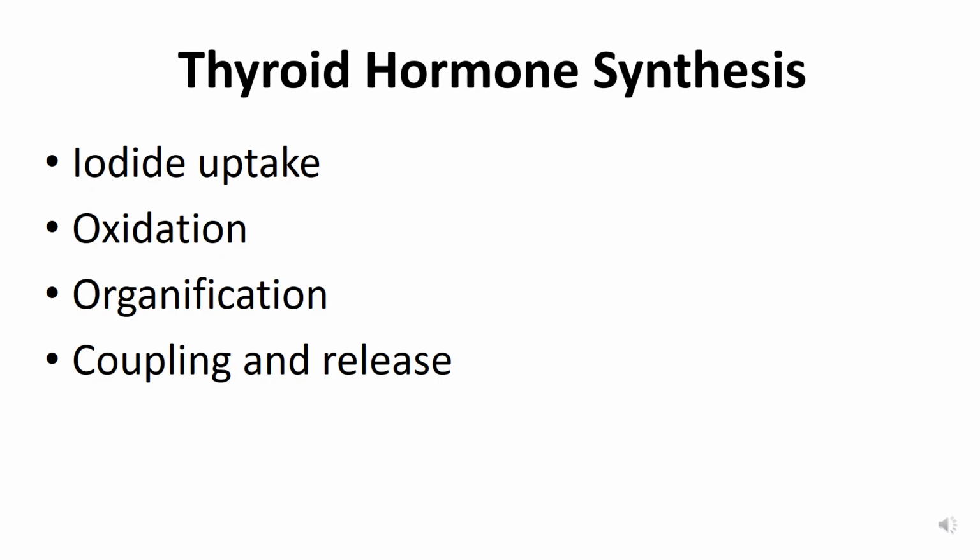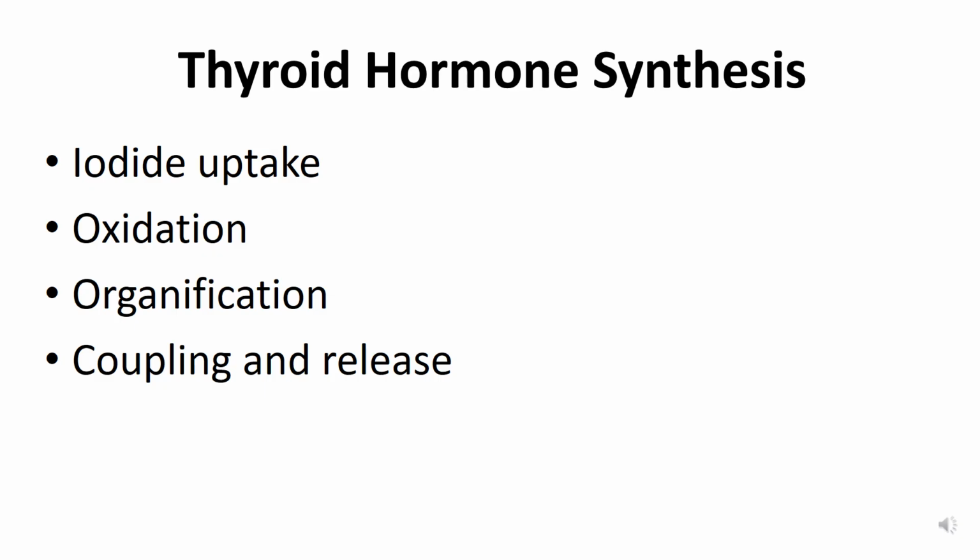This step is called oxidation. During oxidation, iodide is chemically converted into active iodine. A special enzyme called thyroid peroxidase helps carry out this reaction. Without this enzyme, thyroid hormone synthesis cannot proceed normally.